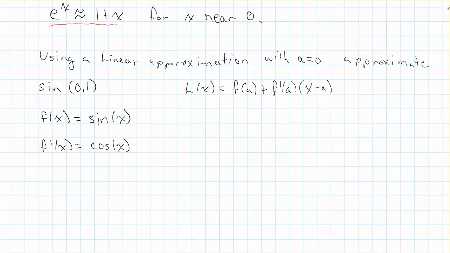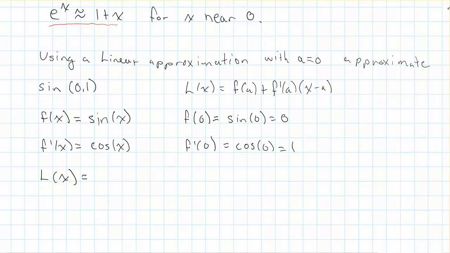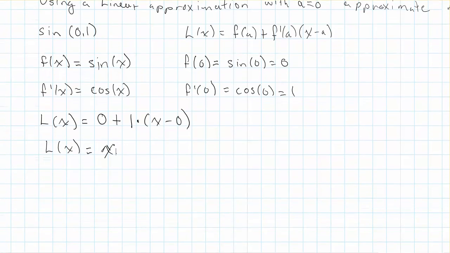And then what do I need here? I need to also know what f at a and f prime at a are. So I have f at 0, which would be the sine of 0, which is 0. F prime at 0 is the cosine of 0, which is 1. So my linear approximation, I'll just write the equation down first, is going to be f at a, which is 0, plus 1 times x minus 0. So actually my linear approximation, when I simplify this out, is just x. And so what we're saying here is that if I do a linear approximation at 0.1, well, that's just 0.1 then.